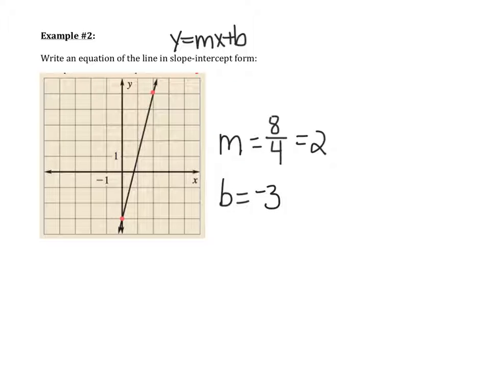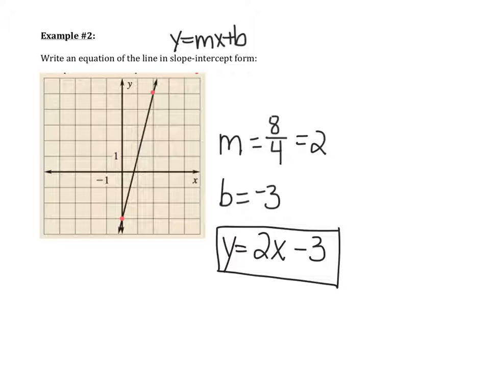Once I have the m and once I have the b, I just have to take the m and the b and put it into my y equals mx plus b equation. So my final answer would be y equals 2x, since m was 2, minus 3, since b was -3. And that is my final answer.